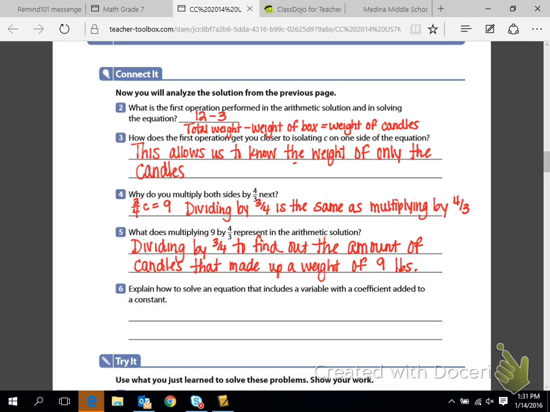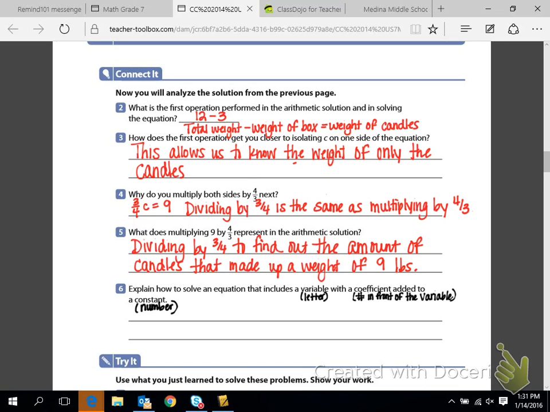So now we want to explain how to solve an equation that includes a variable with a coefficient added to a constant. In order to do this, you have to know that a variable is just a letter, or the unknown, what you're solving for. A coefficient is the number in front of the variable, or multiplied to the variable. And a constant is just a number, a number whose value is not dependent upon anything else.